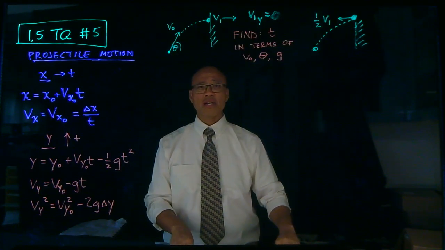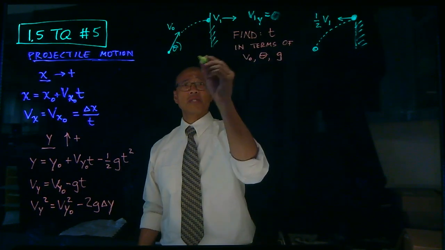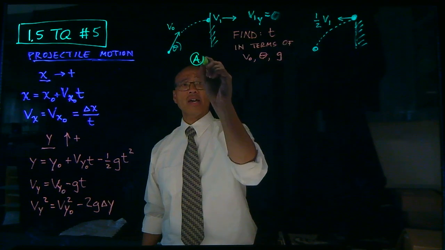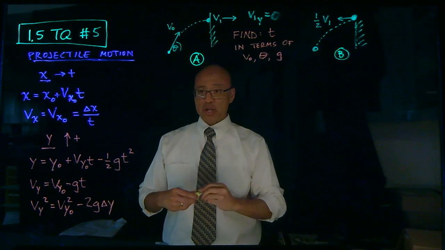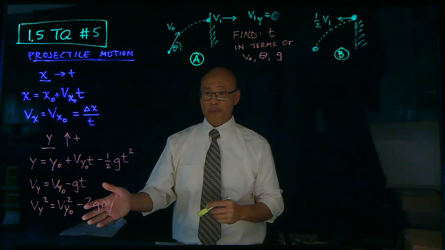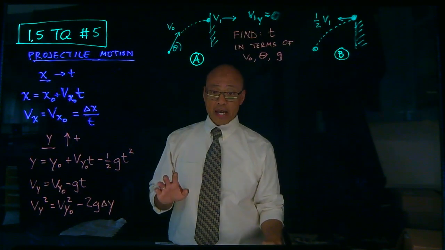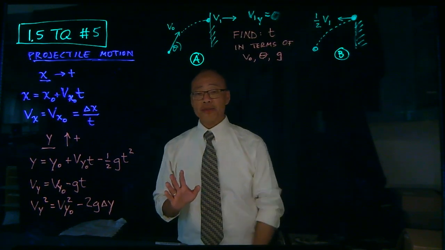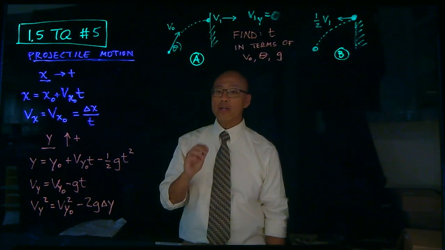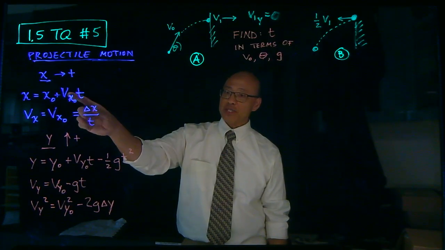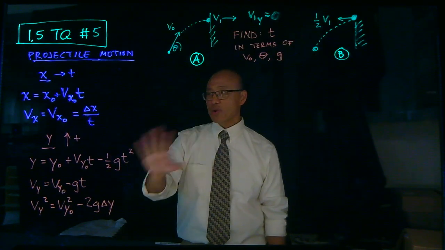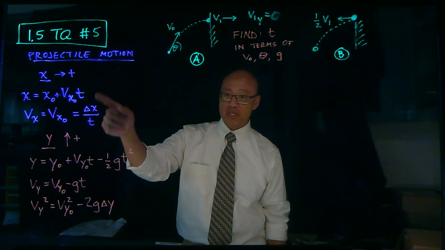So just to help me out, this first upward journey I'm going to call A, and this downward journey I'm going to call B. Quick visit through the projectile motion model. These are the same kinematic equations we've had all this time. The only difference is that we include the special case of projectile motion, which means that in the x direction, horizontally, there's no acceleration. So these equations simplify.